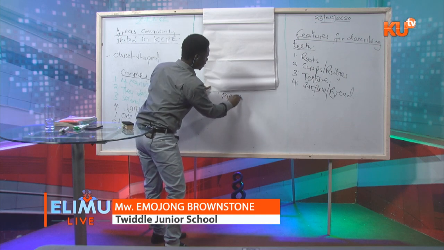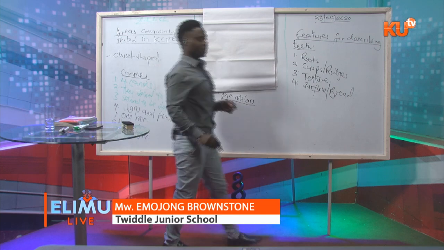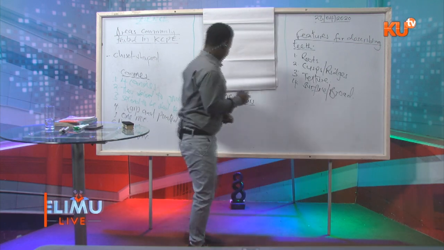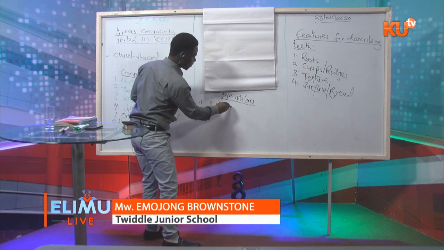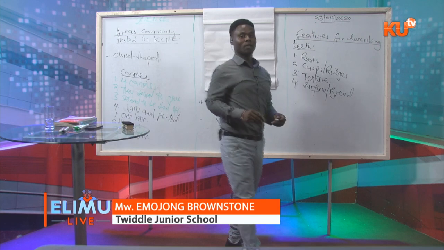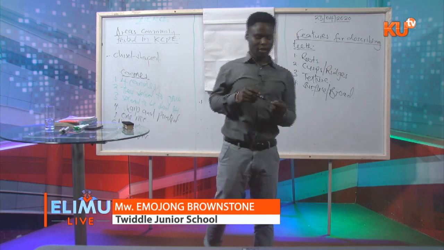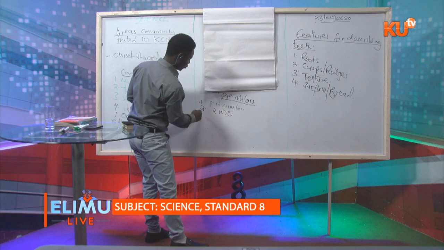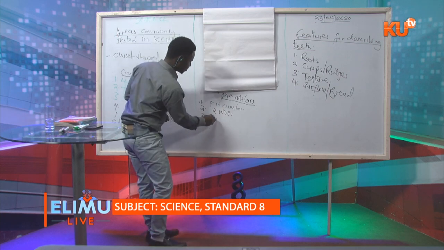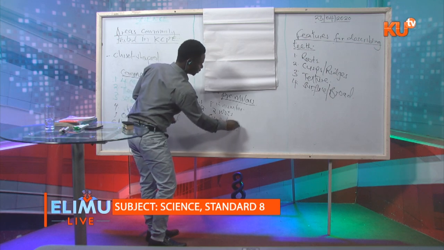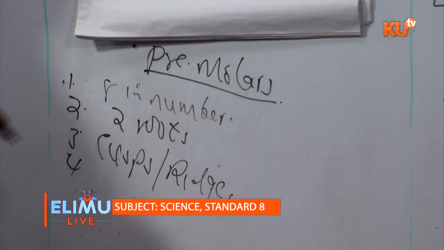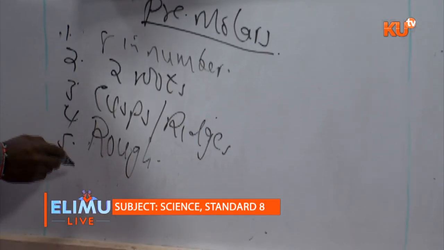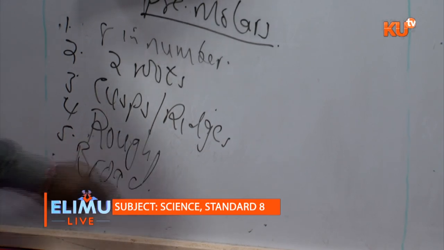When it comes to premolars, remember we have said that premolars are used for chewing, grinding, and crushing. Premolars are eight in number, meaning four in each jaw, two on each side. They have two roots. They have cusps or ridges. What about their texture? They are rough. Number five, they are broad.